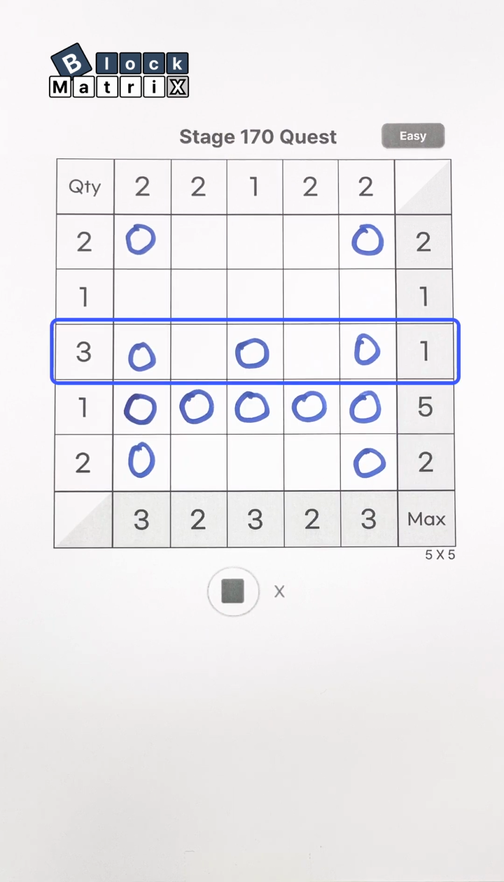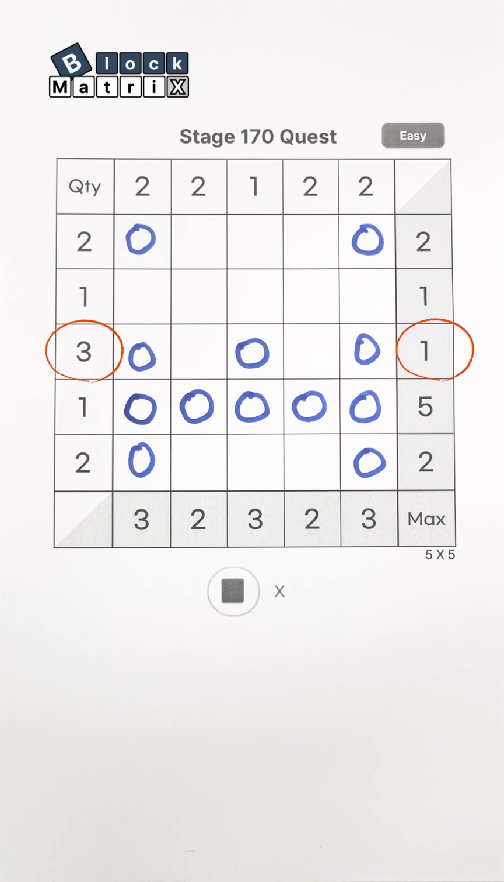Looking at the third row, the quantity is 3 and max is 1. So there must be 3 separate blocks. That's why I filled the third cell with O. Now, let's see where the X's should go.